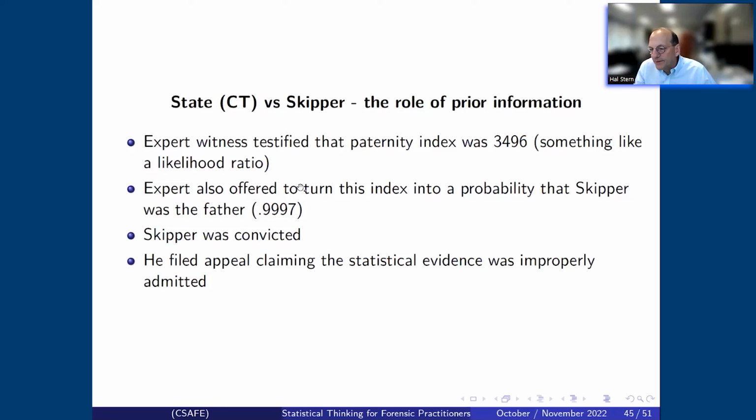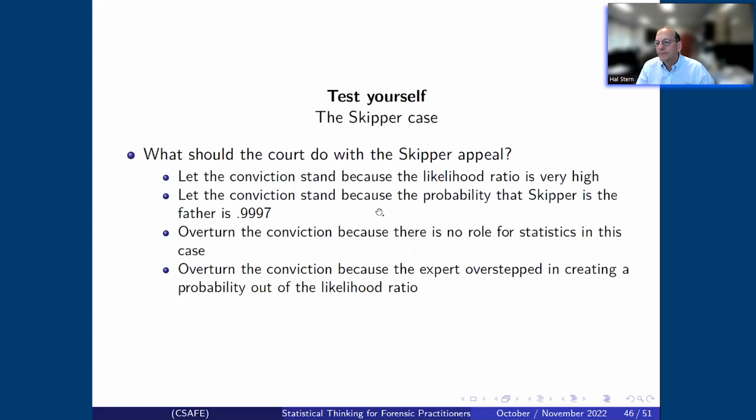He filed an appeal claiming the statistical evidence was improperly admitted. That's a theme of the cases we're talking about. Not surprising, given that it's a workshop on statistics in the courts. So what do you think the court should do in this case? Let the conviction stand because the likelihood ratio is very high. Let the conviction stand because the probability that Skipper is the father is 0.9997. Overturn the conviction because there's no role for statistics in this case. Or overturn the conviction because the expert overstepped in creating a probability out of the likelihood ratio.